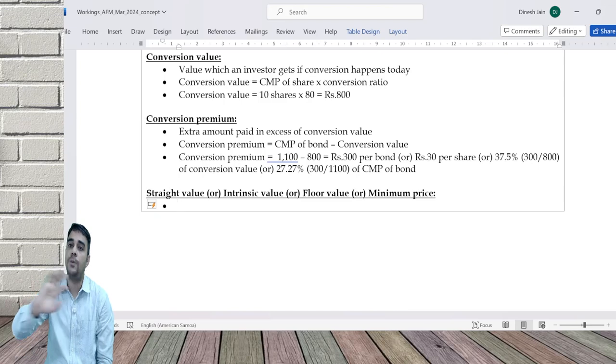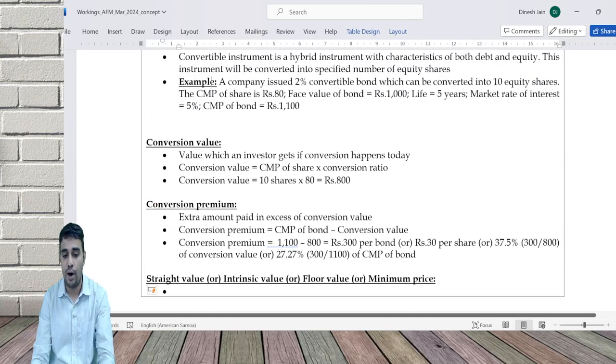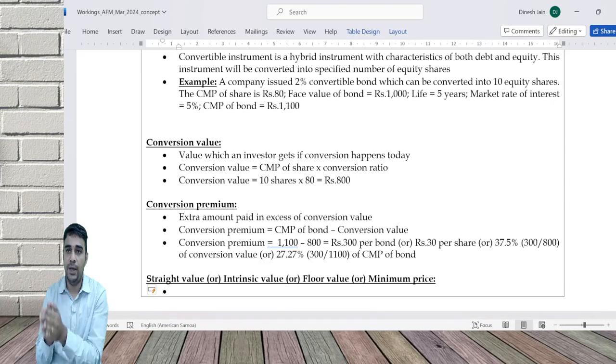Ignore the concept of conversion in the calculation. See this as a normal bond, not as a convertible bond. Year, cash flow, PVF, DCF, you will get an answer which will be significantly lesser than 1100 because the bond is paying only 2% and the market is expecting 5%. But still I'm paying more, because I believe that if it gets converted into shares at a higher price, I get benefited.